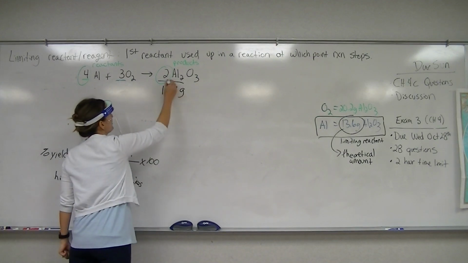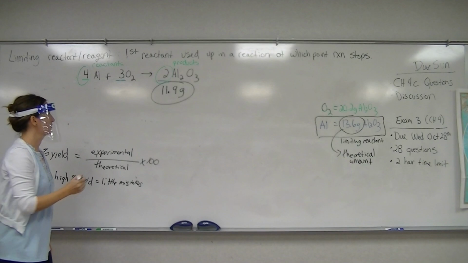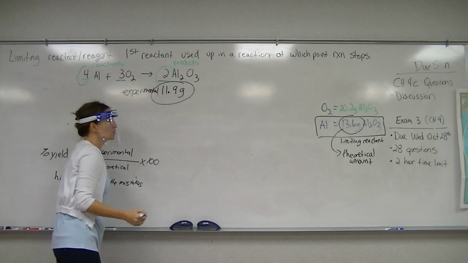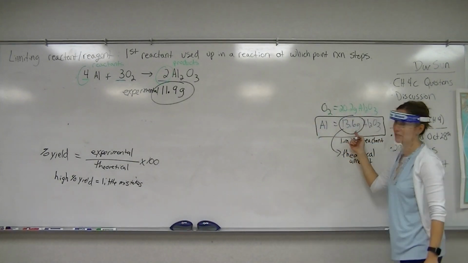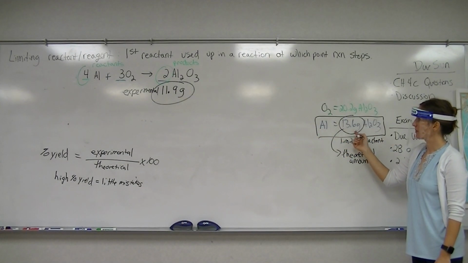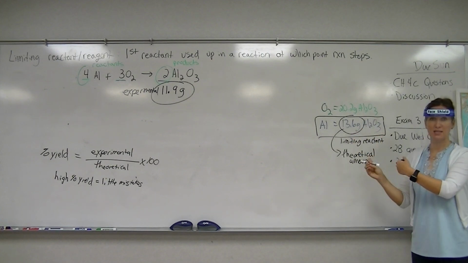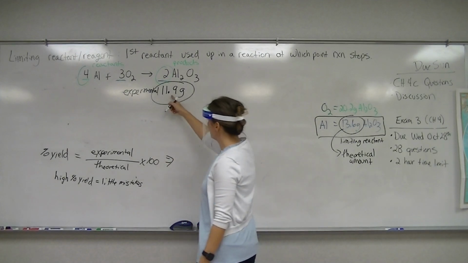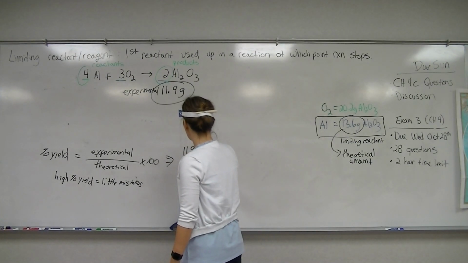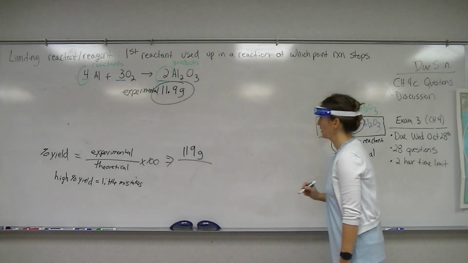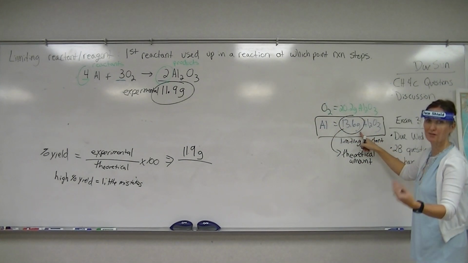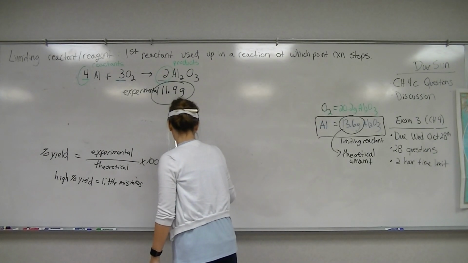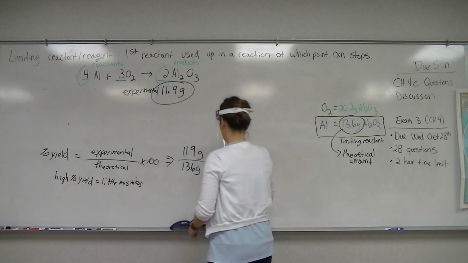So I'm going to compare this 11.9 grams, my experimental value, to the theoretical amount that we just figured out. And to do that, it's plugging them into the equation. So we just said the experimental, once I did this experiment, I got 11.9 grams. I'm going to divide that by what I could have gotten, 13.6. Then I'm going to multiply it by 100.